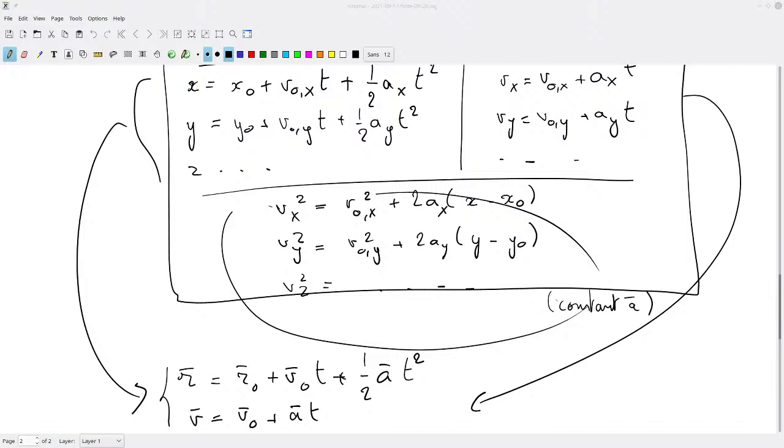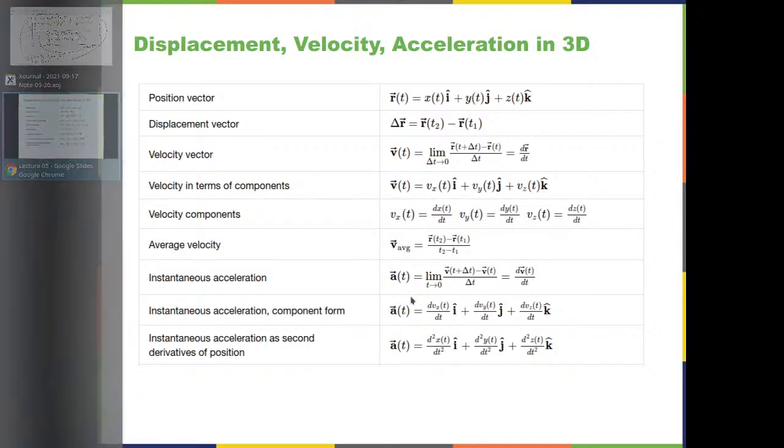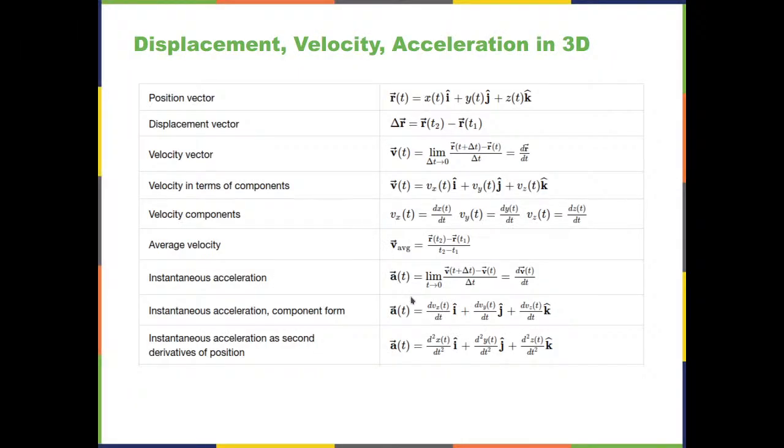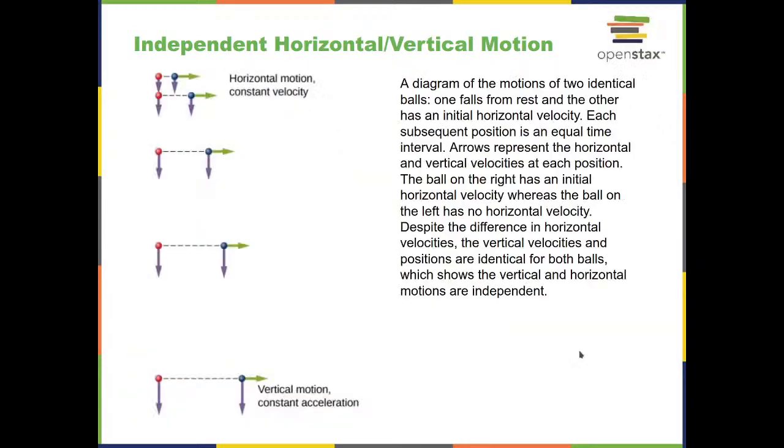Okay, let's look at an example, or let's look at how this is actually used. You can kind of see that in these formulas for acceleration, the x component of the acceleration only involves the x position or the x velocity. There's no mixing of x components with y components and z components. So the horizontal and vertical motion will actually be separate.